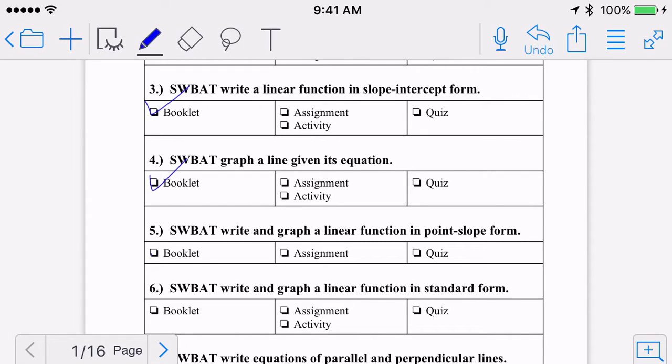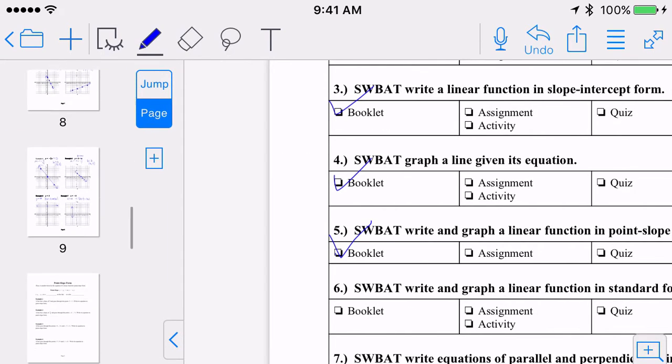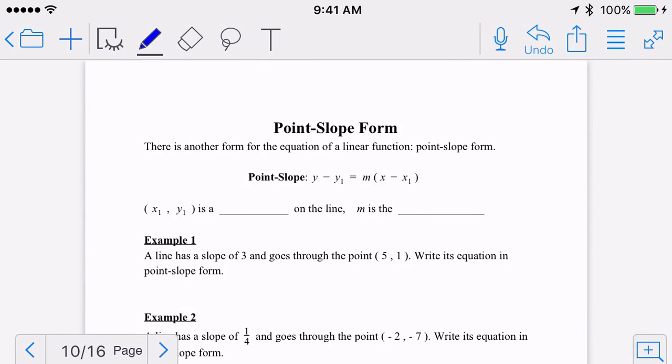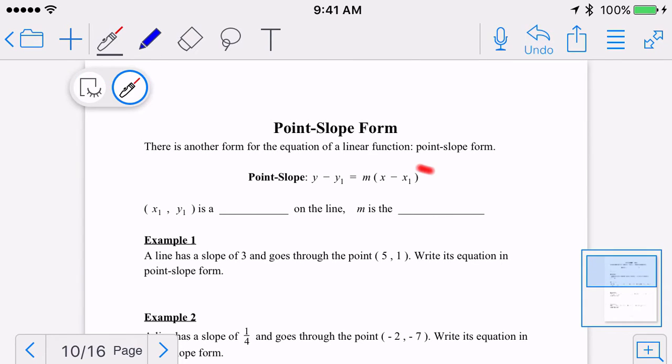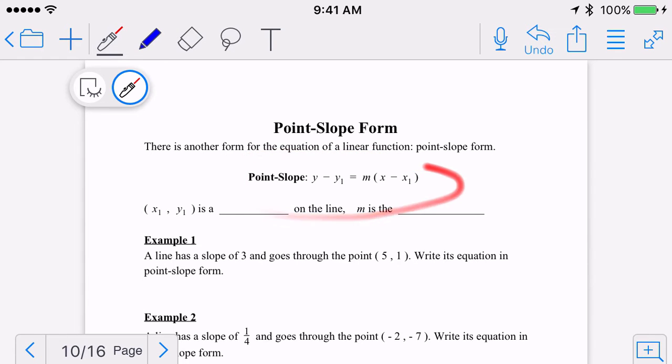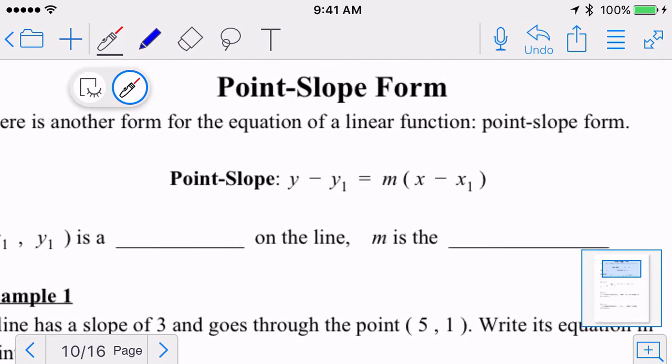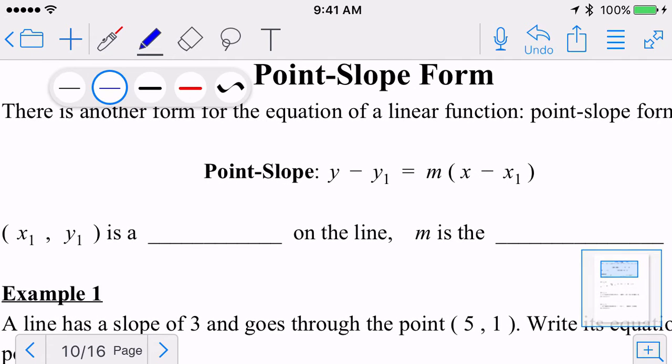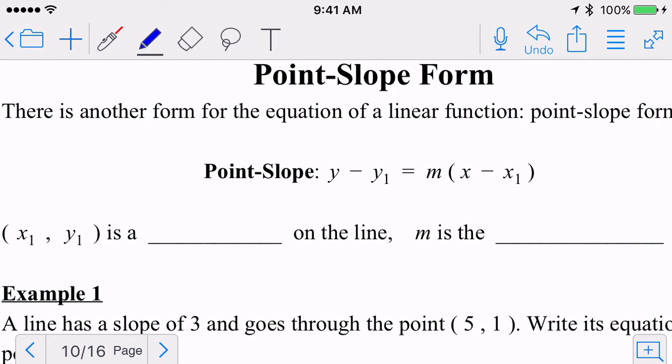Today we're doing lesson 5 on point-slope form. So what is point-slope form? Well, all it is is a new way to write the equation for a linear function. So what we have here is y minus y1 equals m times x minus x1. So what are these things? Well, x1, y1 is still just a point on the line, and m is still the slope. Nothing new there.